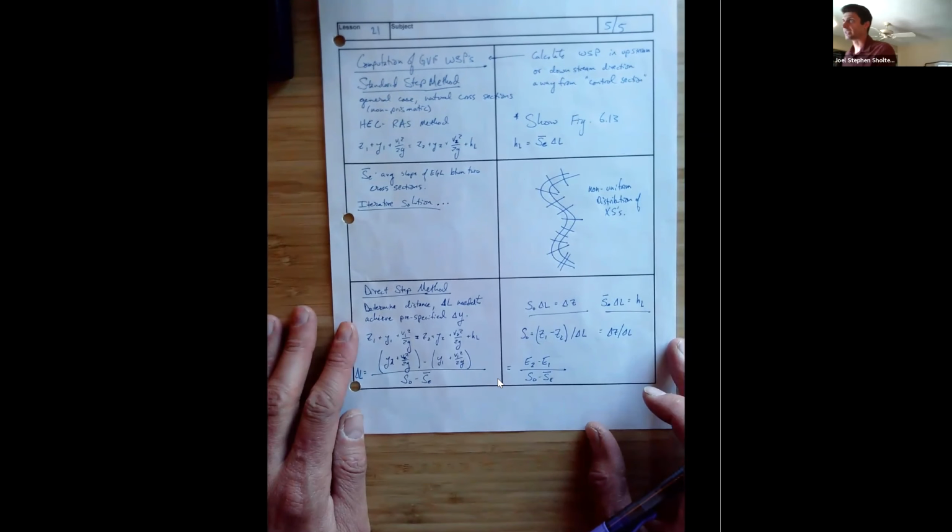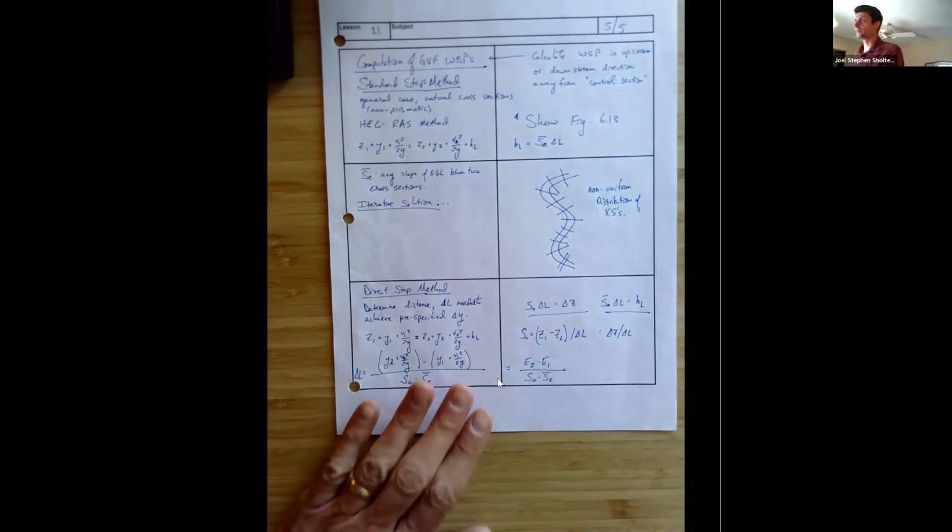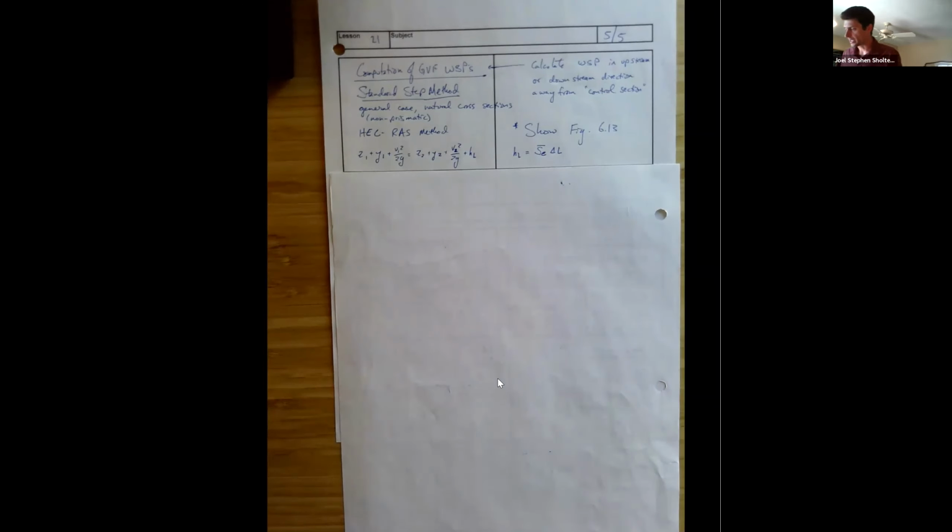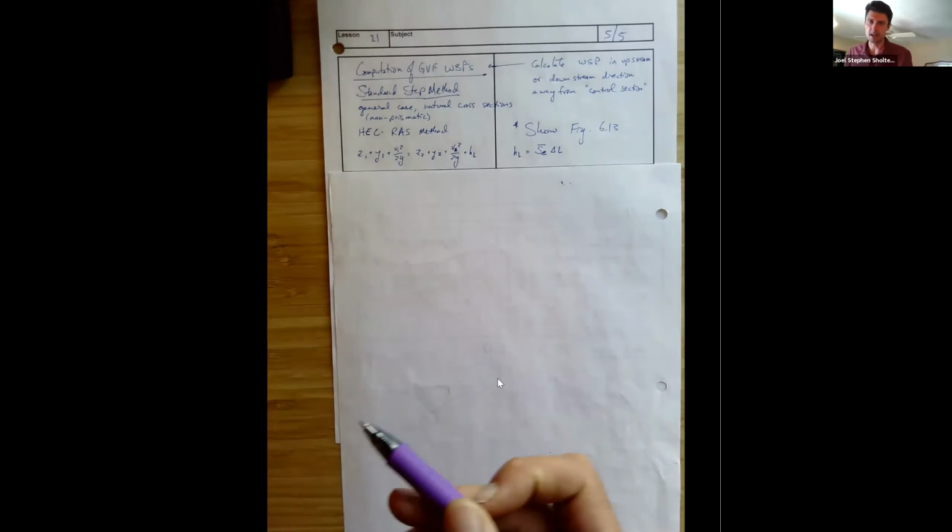So briefly, we're going to talk about the computation of gradually varied flow water surface profiles, WSP, water surface profile. And we're going to talk about the standard step method. There's direct step, standard step. There's just two different kinds of numerical schemes for solving this. And the standard step is actually what HEC-RAS uses.